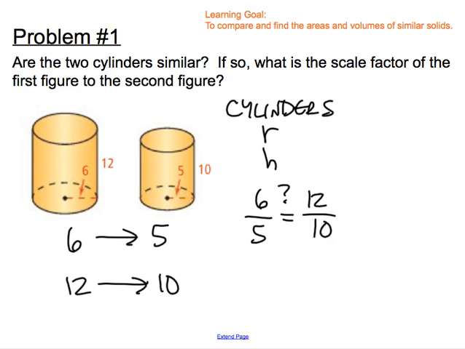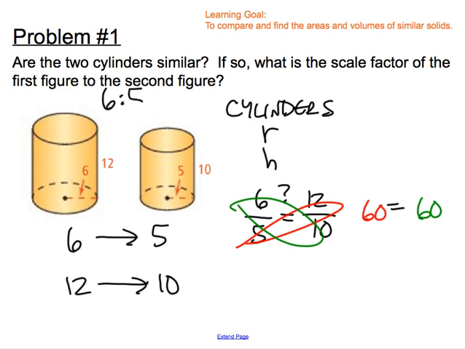And one potential way to check this is to cross multiply. So 5 times 12 gives us 60. And if we multiply 6 times 10, we get 60 as well. So we can see here, in fact, these two are similar cylinders. The scale factor of the first figure to the second figure is the most reduced version of this fraction, or 6 to 5.